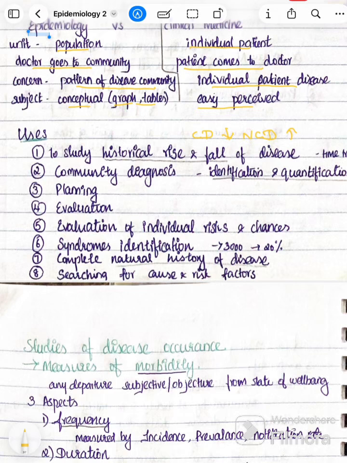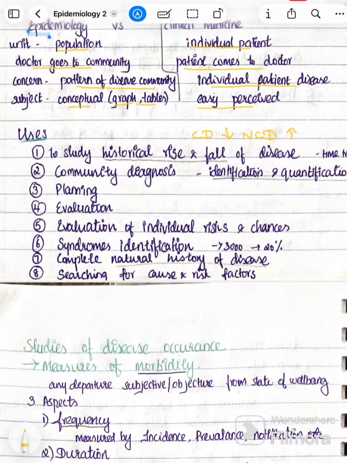Now syndromic identification. About 3000 plus syndromes are described, but the particular defect is unknown; only 20% of these are identified. So to define and redefine these syndromes, epidemiological studies are very important. Then the complete natural history of disease: to study the broader perspective of the disease, to find the gaps in the natural history of disease, and to study the age and host environment, we need epidemiological studies.